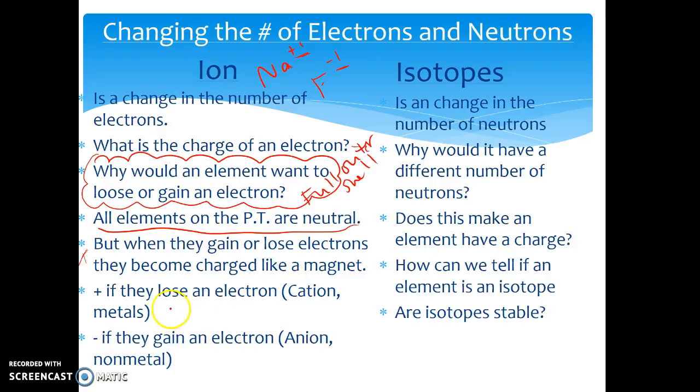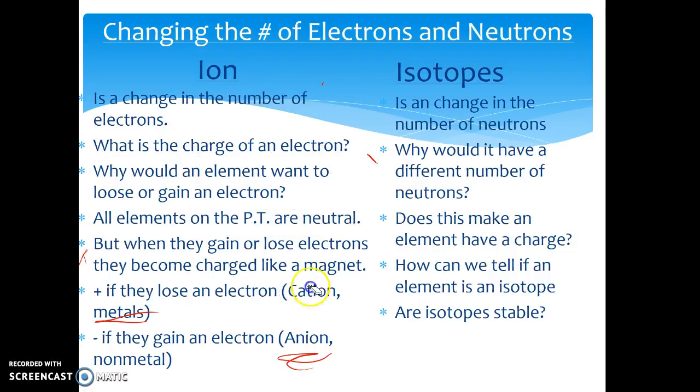If it loses an electron, it's going to become a cation. That would be our sodium here. Most cations are metals. If they gain an electron, right here, they now become overall negative, and that would be an anion. That is most nonmetals.